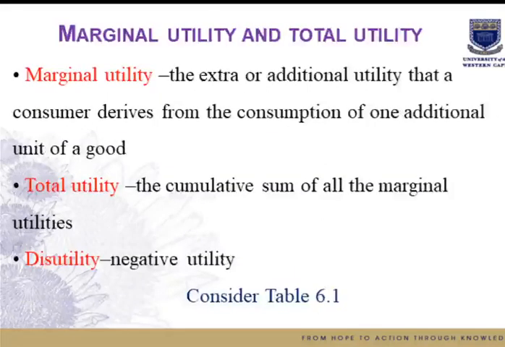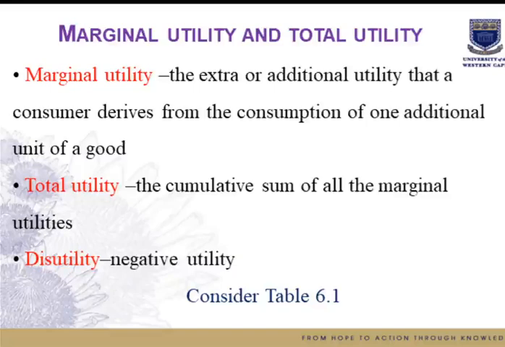Recall that the cardinal notion of utility assumes that an individual can and does subjectively assign values to the utility derived from the consumption of successive units of a product. For simplicity as well as differentiation purposes of these units from other measurements, we will measure utility using utils. To understand the concept of marginal and total utility, let us consider Table 6.1, which outlines Tabo Botha's satisfaction derived from the consumption of apples.